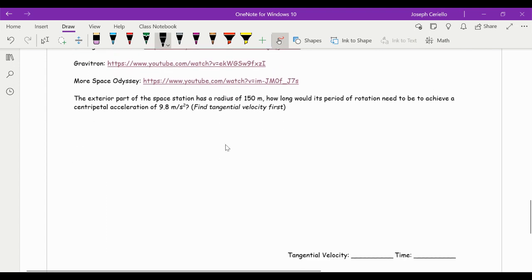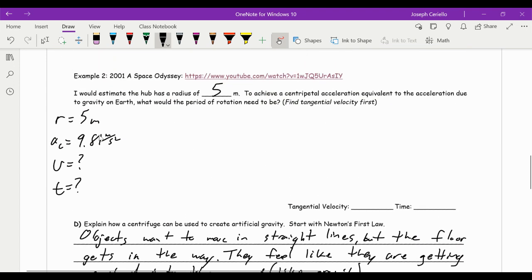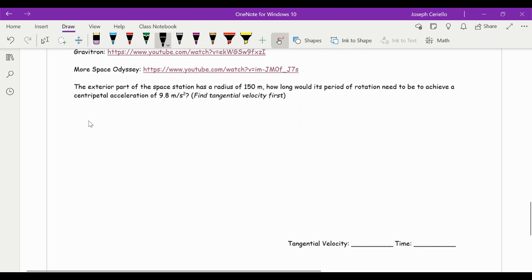So for this one here, what you need to do is almost identical to what you had to do up here. But this time I'm giving you the radius of 150 instead of 5, but it's still asking about how you can achieve centripetal acceleration like that on Earth. Make it 9.81 meters per second squared. So you're looking for V, and then you're looking for T. Again, to find V, that's real easy. AC equals V squared over R. Once you have V, 2 pi R over T, and you should be able to get T. All right, so that's everything.